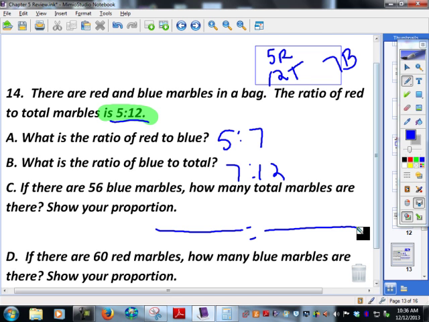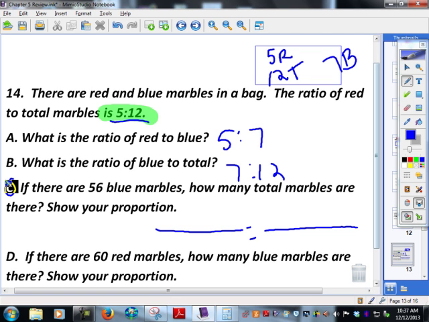We make our proportion. Okay? We look at it. We say, what is the question asking? Because here's the problem. How many pieces of information do I have here? 3. How many pieces of information do I need for a ratio? 2. Only 2. Do you know which 2 you need yet? No, you don't know which 2 you need. You gotta read and ask what the question's asking about. It says, if there are actually 56 blue marbles, how many total are there?